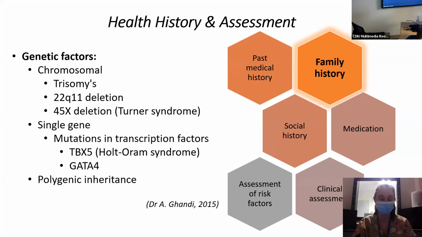Further collateral information and health history should include interviews with direct family members, if possible, to identify genetic factors that may be identified through family history, such as chromosomal factors like the trisomies, the 22q11 deletion, and the 45X deletion. In conjunction with chromosomal factors, a single gene mutation or polygenic inheritance can also be present. Single gene mutations are at high risk of recurrence in the first 3 relatives, whereas with polygenic inheritance, no genetic testing happens, but the recurrence risk can be used for genetic counseling for future pregnancies.